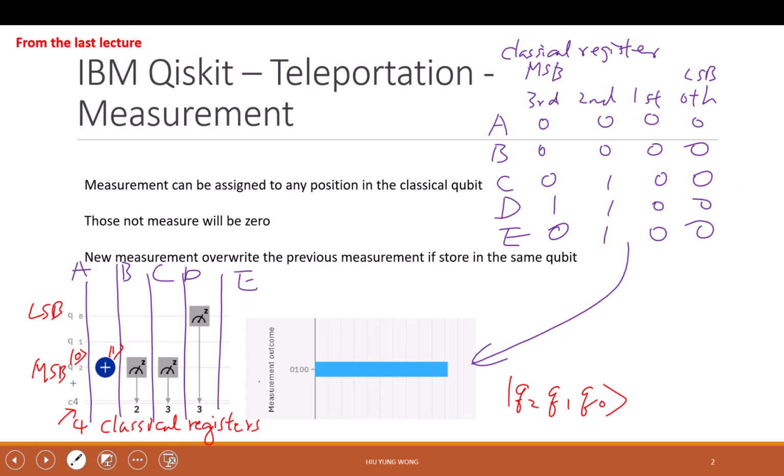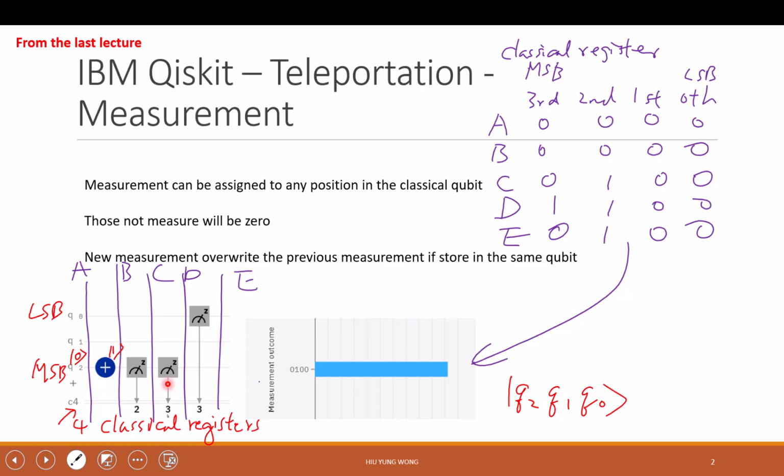But your B is 0, 0, 0, 0, right? B means at this stage, before the measurement, what is the value of the classical register? Yes, 0, 0, 0, 0. Yeah, before the measurement. Exactly.